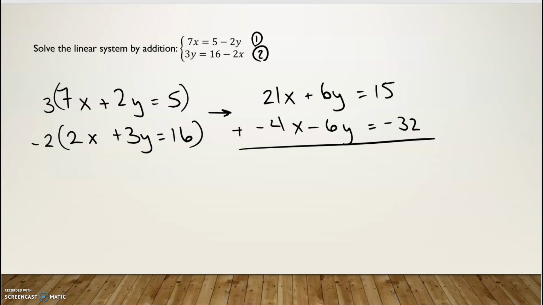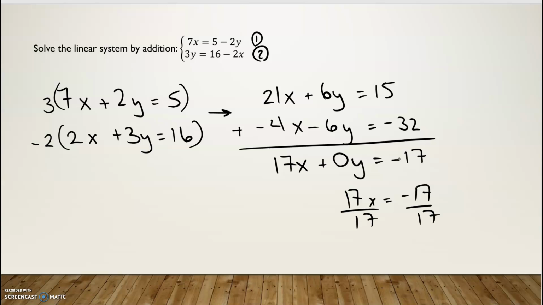And then we add these two together. So we get 21 minus 4, which would give us 17x plus 0y is equal to negative 32 plus 15, which is a negative 17. So I have 17x is equal to negative 17. Divide both sides by 17, so x is equal to negative 1. And then I can take negative 1 and plug it back into either equation 1 or 2. It doesn't matter which one.